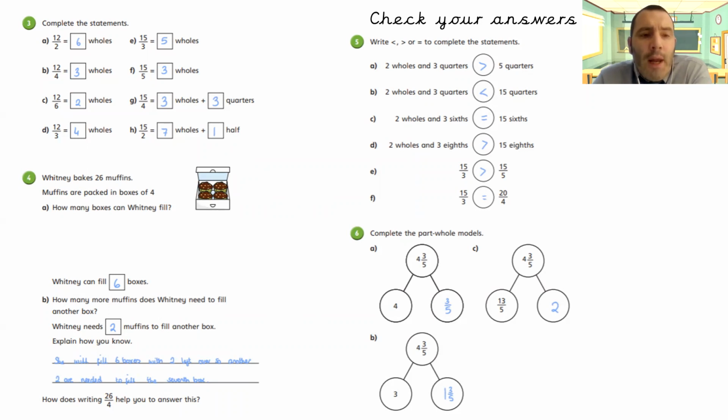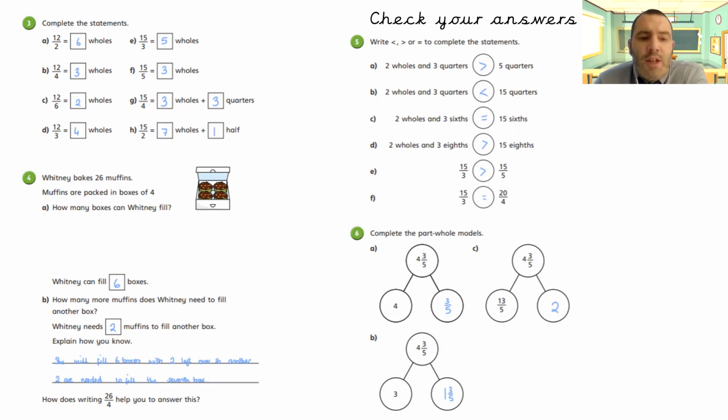She can fill completely 6 boxes. And how many more muffins does Whitney need to fill another box? She needs 2 more muffins to fill another box. So to explain how you know, she will fill 6 boxes with 2 left over, so another 2 are needed to fill the 7th box. So it's using our division skills from last week again. So the fractions rely on us using division as well.